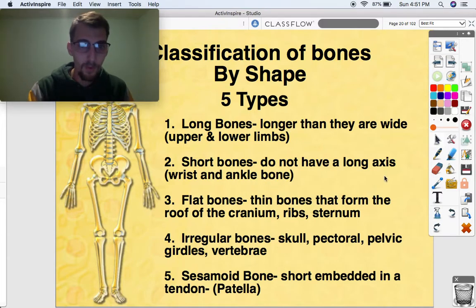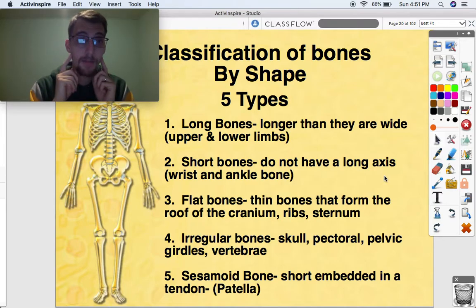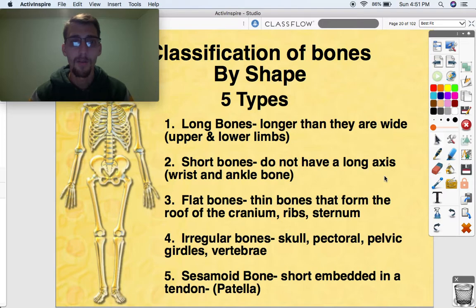All right, number 4: if they're not long, short, or flat, they're irregular, meaning that they could have whatever shape. This is kind of a mixed bag of bones. A lot of your skull bones and a lot of your facial bones are irregular bones. Your face is irregular. You've got your mandible, your maxilla, your zygomatic bones, your lacrimal. Those are all different irregular bones, and they're not really long, they're not really short, they're not really flat. So that's the category they devolve into.